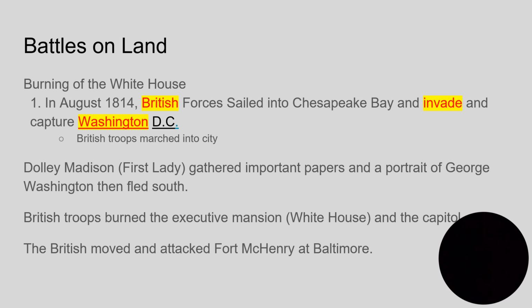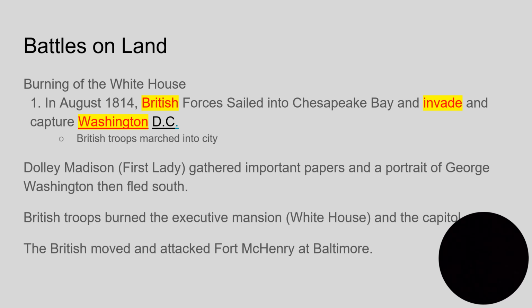We do have some battles on land. Of course, in August of 1814, British forces invade Washington, D.C., and they capture Washington, D.C. They sailed in Chesapeake Bay, and they invade and capture Washington, D.C. The British troops marched right into the city with very little resistance. President James Madison at the time had been off fighting another battle. He led another invasion somewhere else down south.